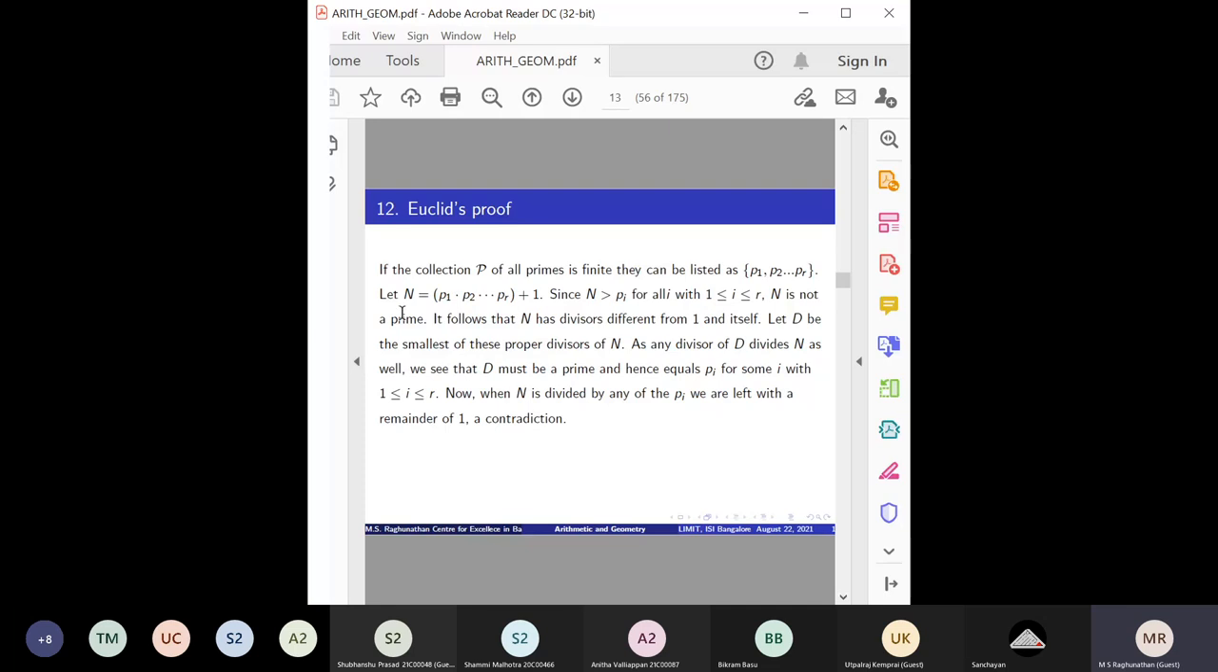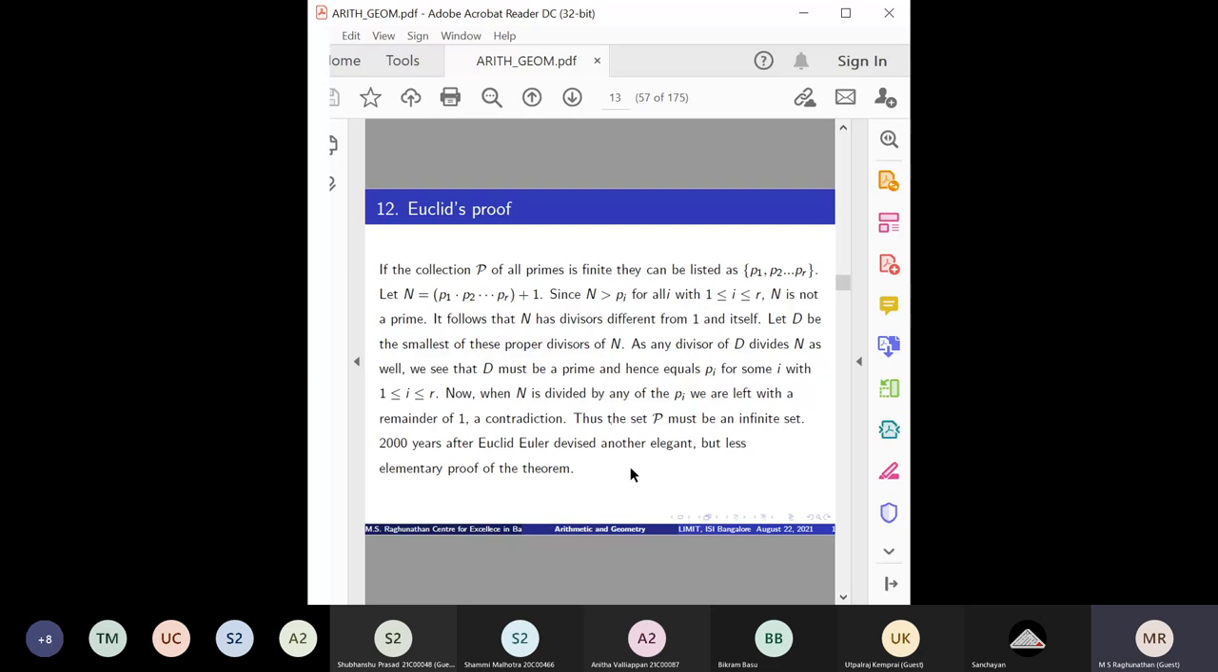But now look at the definition of N. If you divide N by any of the primes, you are left with the remainder of 1. So none of the p_i divide N. No prime divides N, which is absurd because we know that D divides N. So that gives you a contradiction, which shows that the set P must be an infinite set. If it is finite, we arrive at a contradiction.